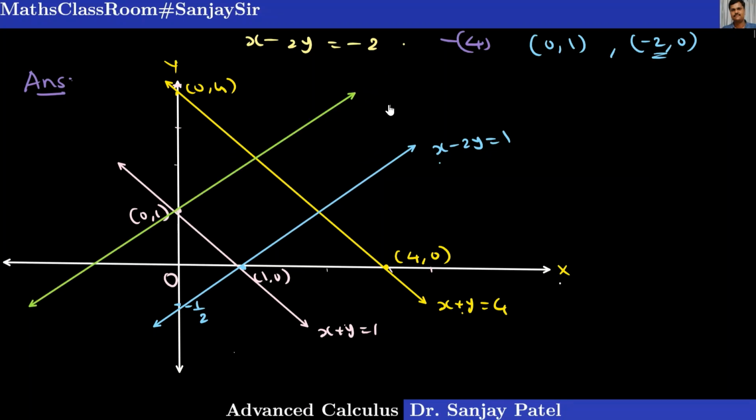Okay. Fine. So this is x minus 2y is equal to minus 2. This point of intersection is minus 2 comma 0, and it is also passing through 0 comma 1. So the region of integration is the parallelogram which is bounded by these four lines. So this is our region of integration.